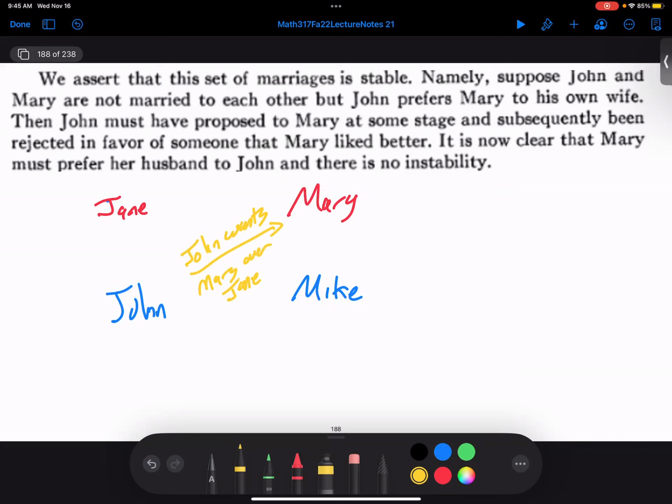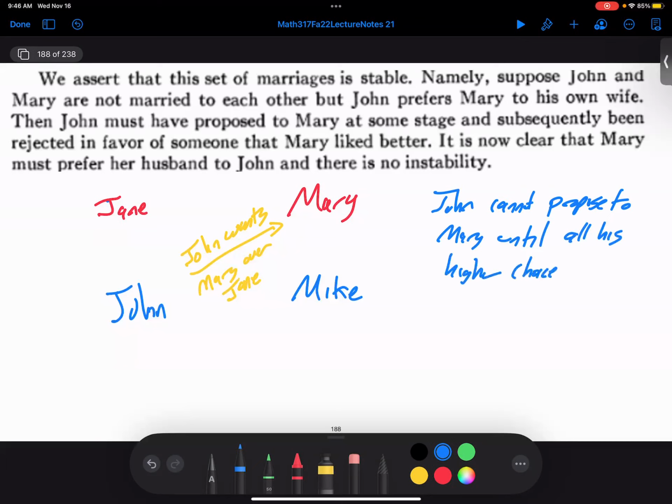So if that's the case, if John prefers Mary to Jane, the only way John could have proposed to Jane is if all the people he likes more than Jane have rejected him. Right? John cannot propose to Jane until all his higher choices reject him.